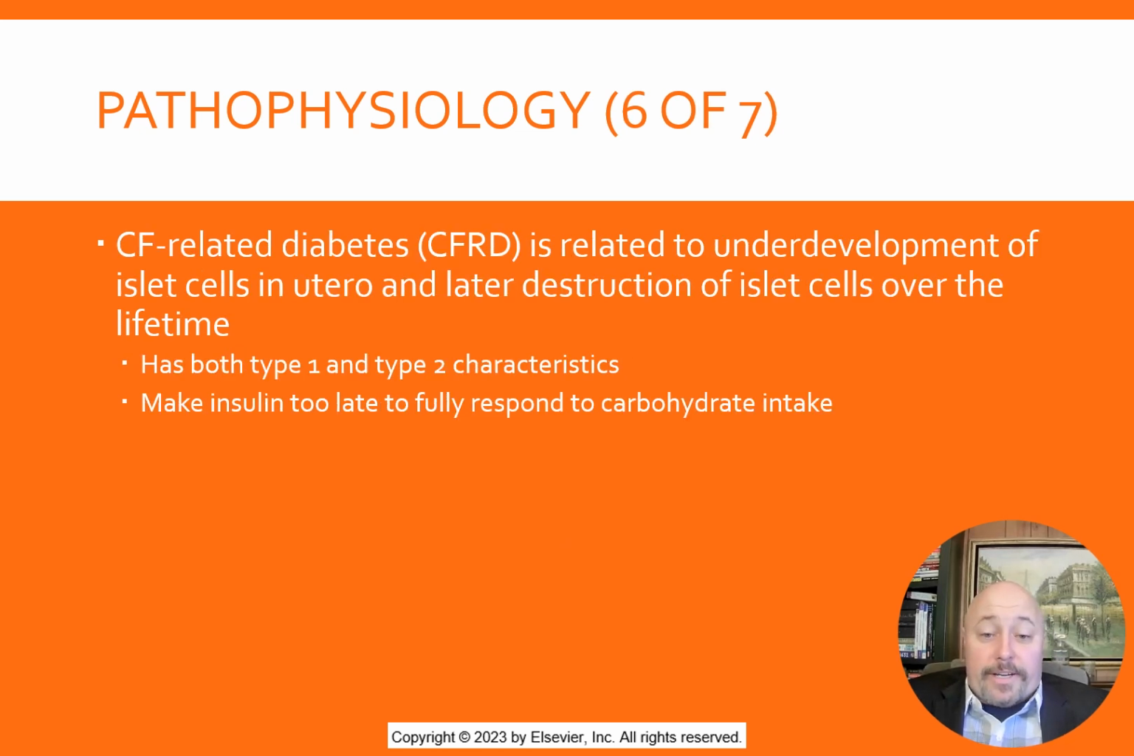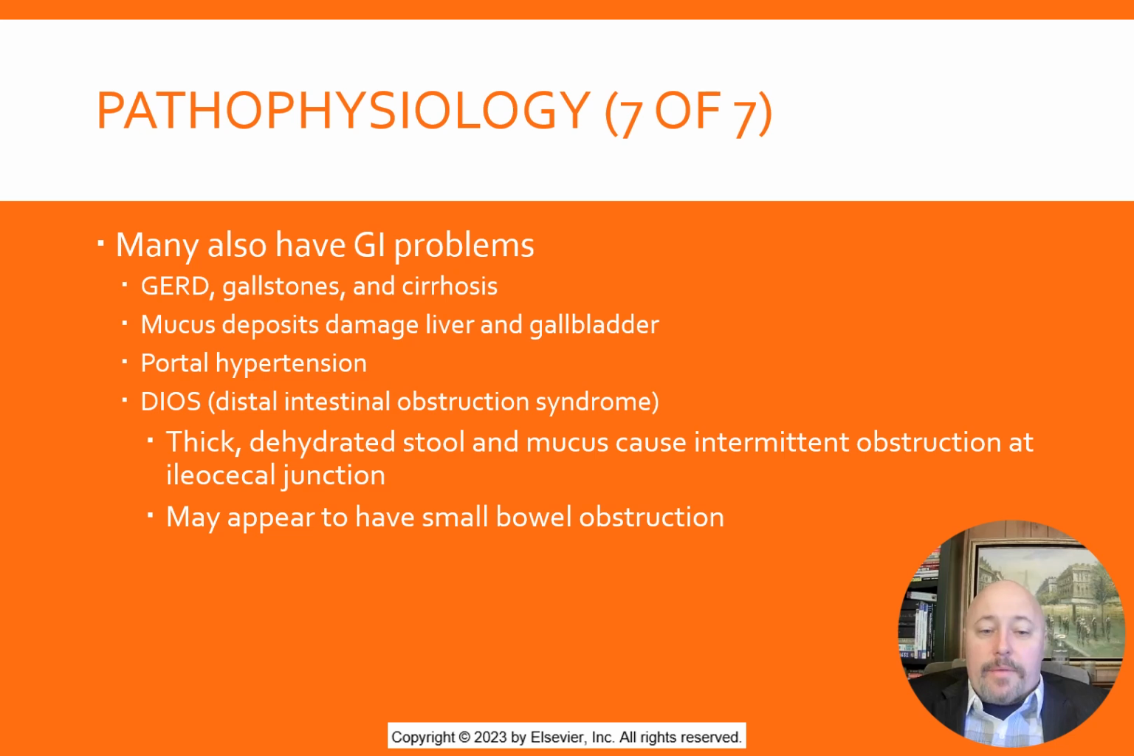Cystic fibrosis related diabetes may also occur and is related to the underdevelopment of the islet cells in utero and the later destruction of islet cells over the lifetime. They could have both type 1 and type 2 characteristics, making insulin too late to fully respond to any carbohydrate intake. They may also have GI problems related to GERD, gallstones, and cirrhosis. The mucus deposits damage the liver along with the gallbladder, with other manifestations of portal hypertension and distal intestinal obstructive syndrome, and may appear to have small bowel obstruction.